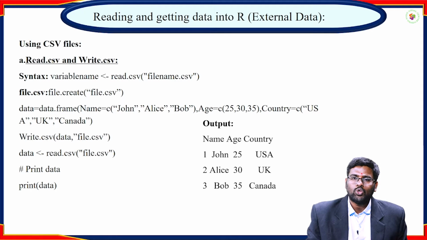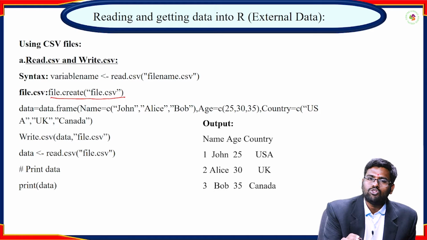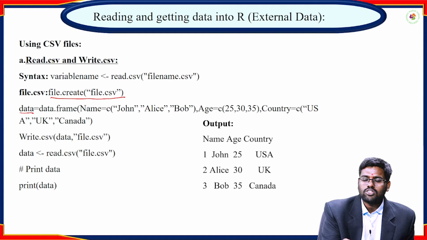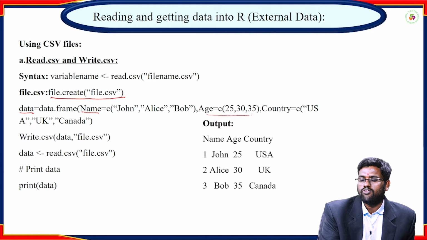The first step is we have to create the file. For that, file.create of file.csv is used to create a file named file.csv. After creating the file, we need to insert the content into it. For that I take a variable named data. That data contains three attributes: name, where I want to store the names John, Alice and Bob, then the next column age, which contains different ages, and the next one is country, with different countries.